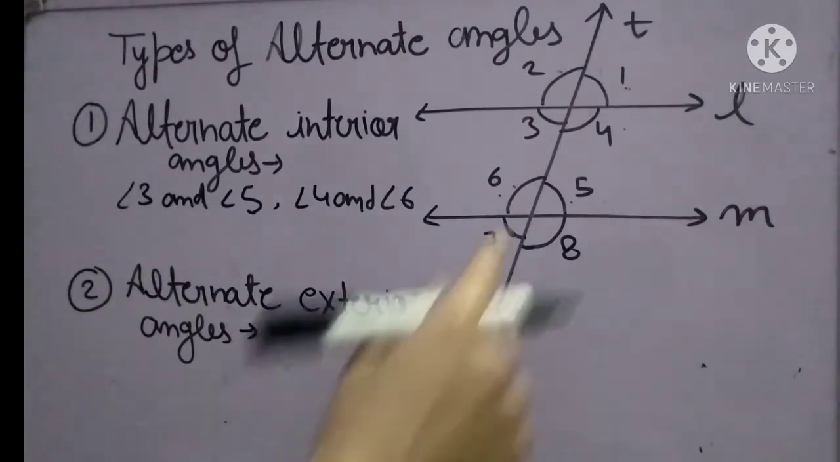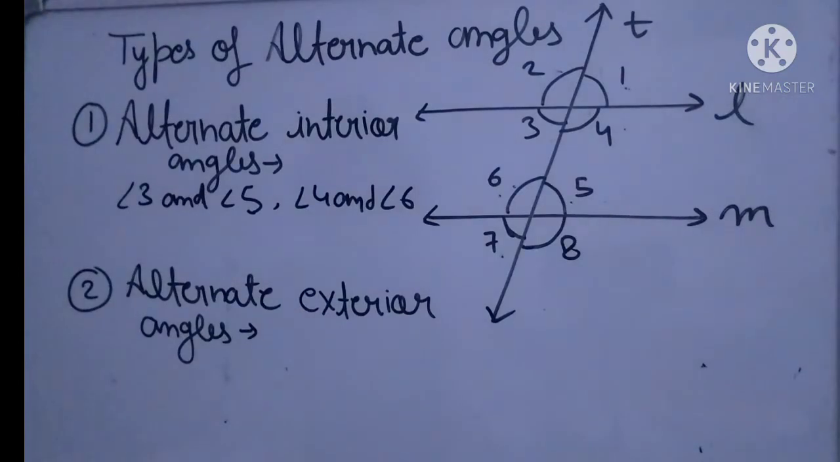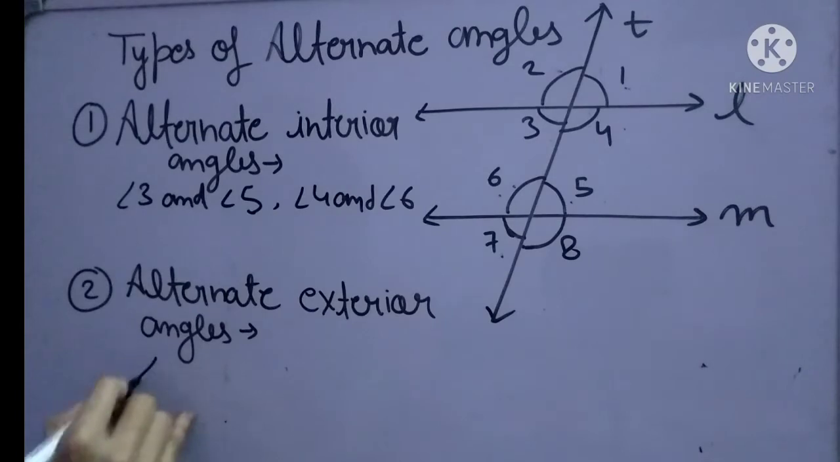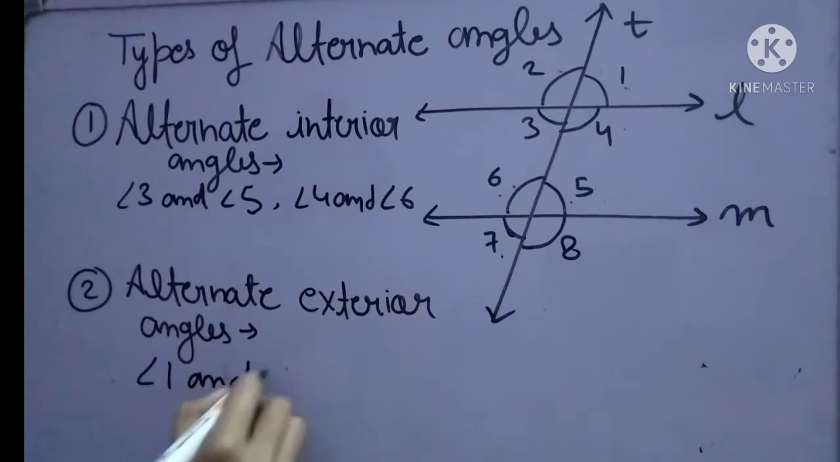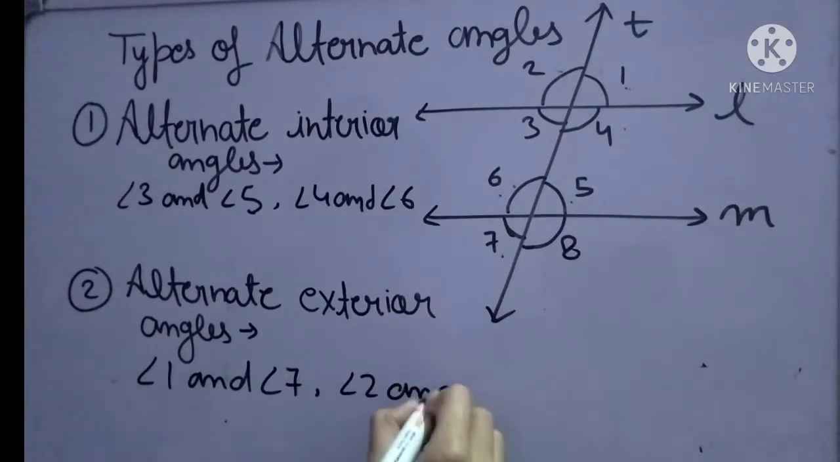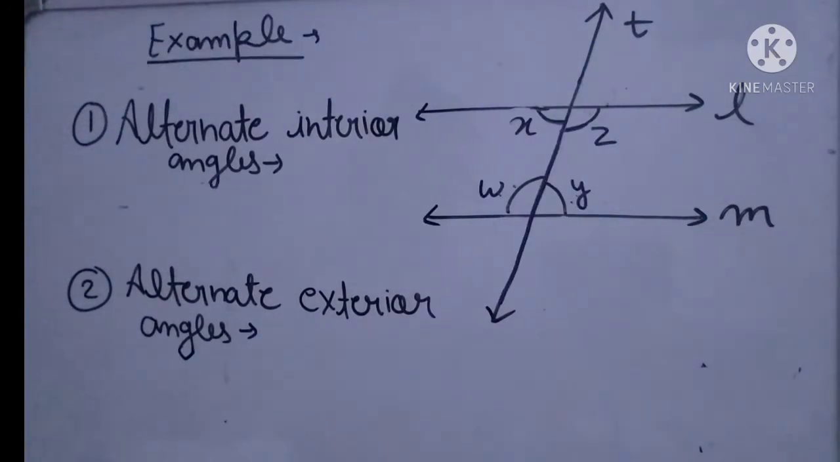Okay, and also these angles do not form a linear pair. Angle 1 and angle 7 don't form a linear pair. Similarly, angle 2 and angle 8 do not form one. So the angles are angle 1 and angle 7, or angle 2 and angle 8. These angles are alternate exterior angles.